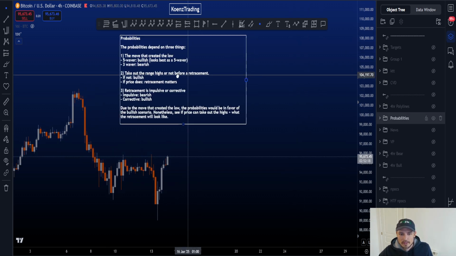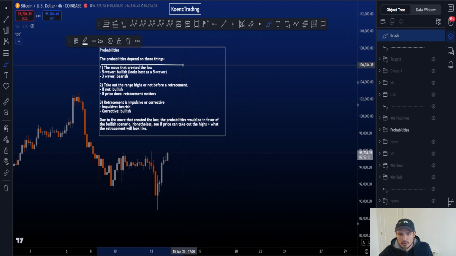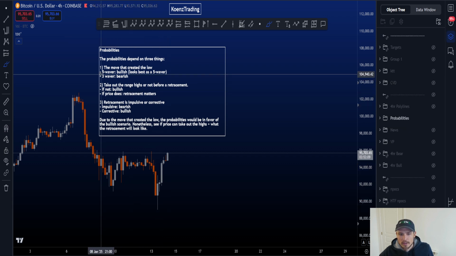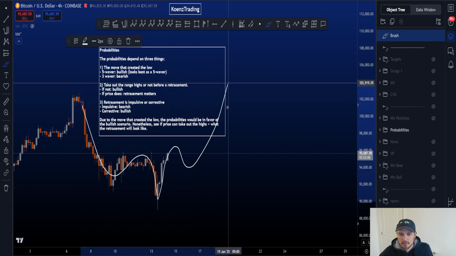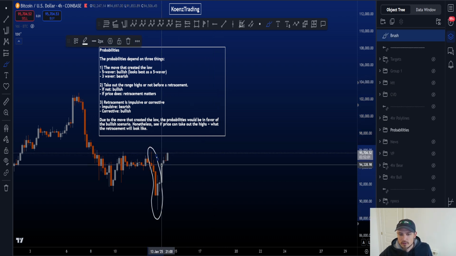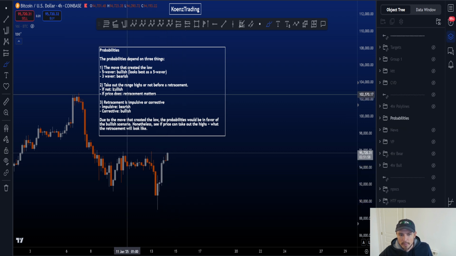And then we have the probabilities. So the probabilities depend on three things. One, the move that created the low. If it's a 5-waver, that is bullish, because you would count A, B, C, and you look for price to continue towards the upside. And at the moment, this move indeed looks best as a 5-wave structure. We never really got a clear 3-wave. If it was a 3-waver or is a 3-waver, that would be considered bearish.